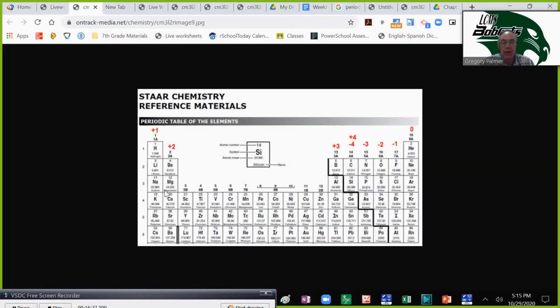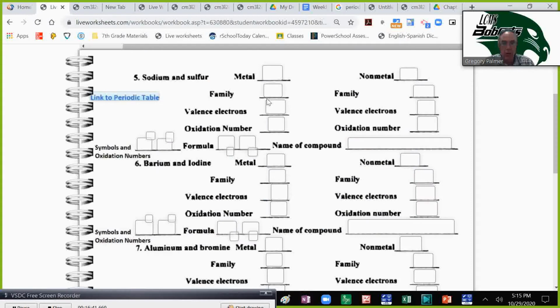So we look over here, and we found sodium. Okay, it's in family 1 and has an oxidation number 1. Sulfur is in family 6. Then it has an oxidation number of 2 negative. So we're going to use that information here. Sodium is Na, and sulfur is S.